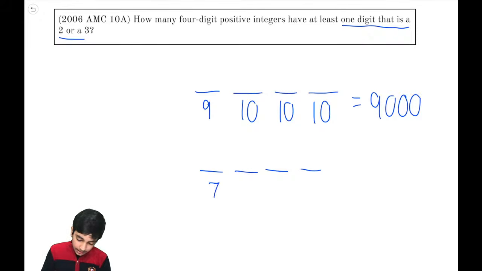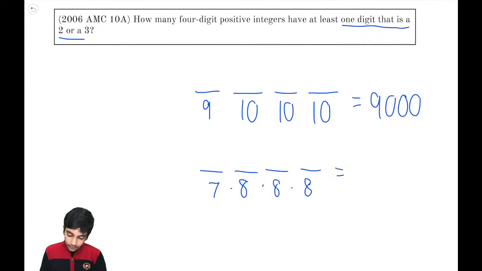So 7 times 8, because if you don't have a 2 or 3, in the first slot we can have 1 through 9, besides 2 and 3, so 7. In the second slot, we can have 0 through 9, besides 2 and 3, so 8. And the other slots can also be 8 and 8, for a total of, I believe, 3,584. So the answer should just be 5,416.